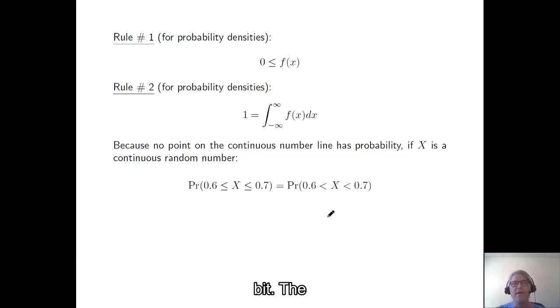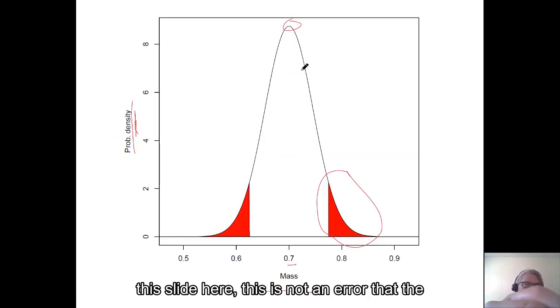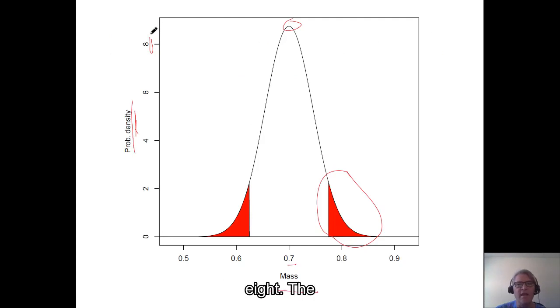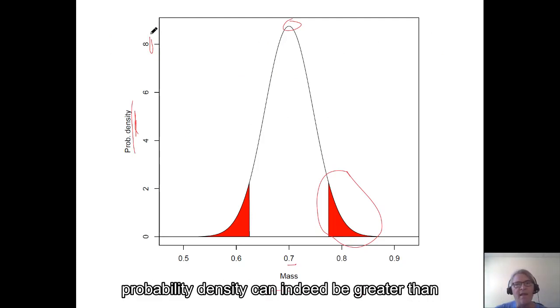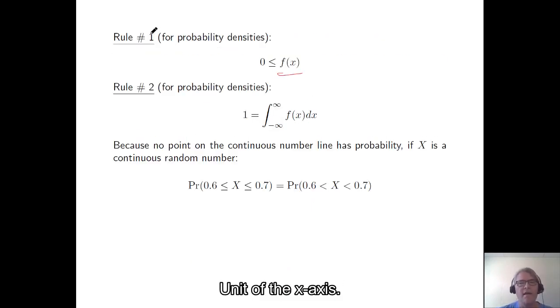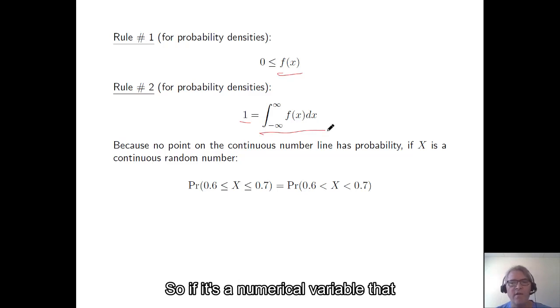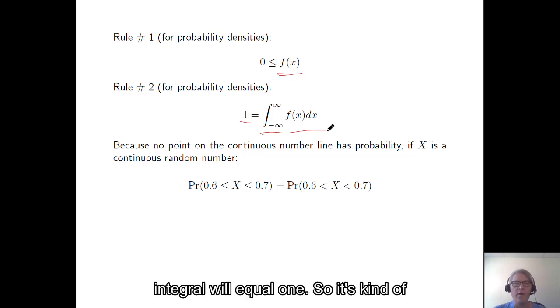Okay? And so when we're talking about this situation where we have continuous variables, Rule 1 and Rule 2 get modified a little bit. The probability density is always non-negative, but it can be greater than 1. You may notice that on this slide here. This is not an error that the probability density is 8. The probability density can indeed be greater than 1 because it's not a probability. It's just how much probability per unit of the x-axis. And so now instead of saying we sum all the events to get the probability that equals 1, we're doing an integral of the entire range, the entire sample space. So if it's a numerical variable that can be negative, from negative infinity all the way up to positive infinity, that integral will equal 1. So it's kind of the continuous analog of doing a summation.